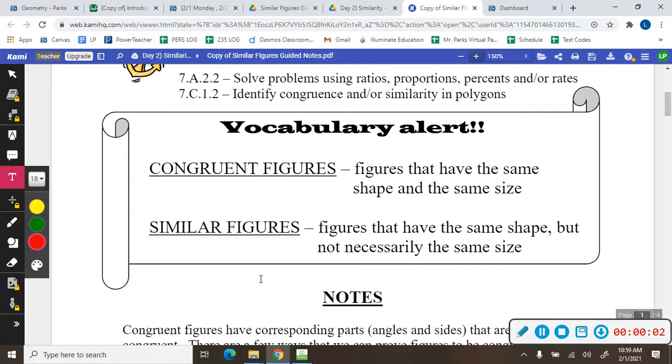So today we are going to review what it means to be congruent. We've already talked about congruency. Congruency means that the figure has the same shape and the same size. And the thing that we're going to be doing that's new today is what's called similar figures. So it has the same shape, but not necessarily the same size. And we call those similar.